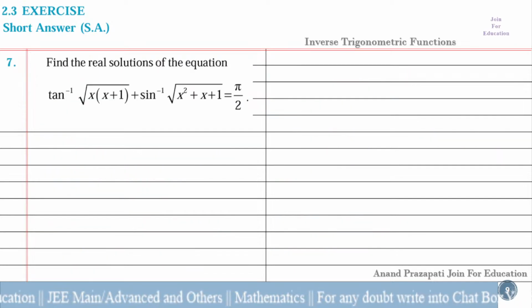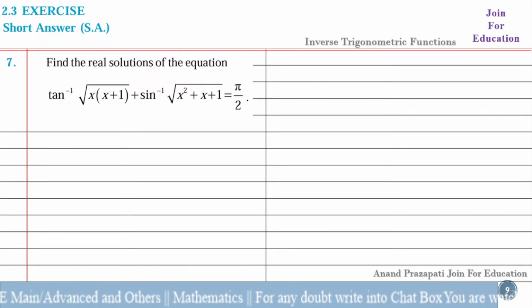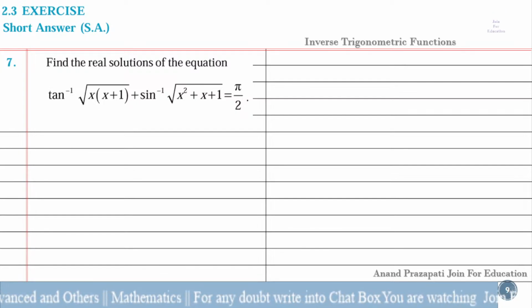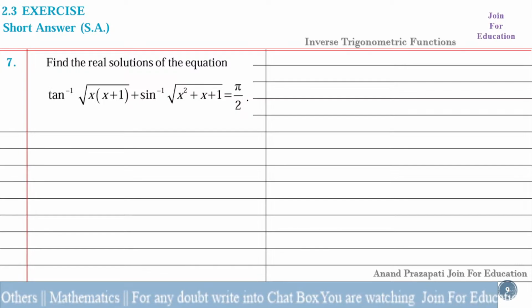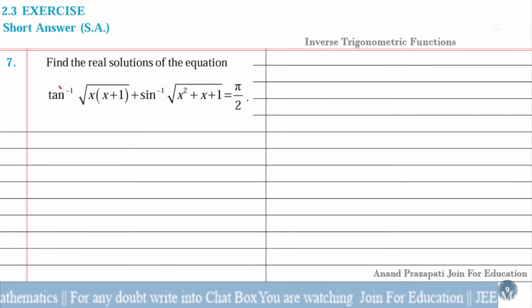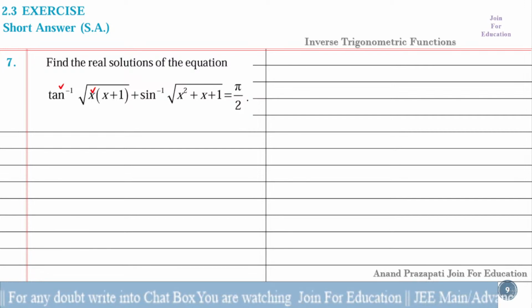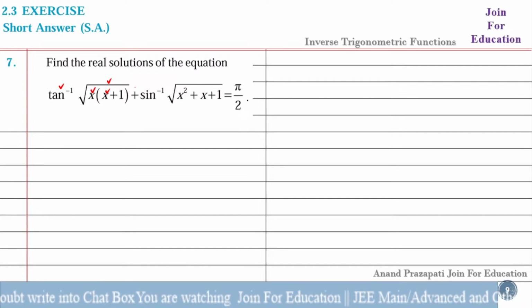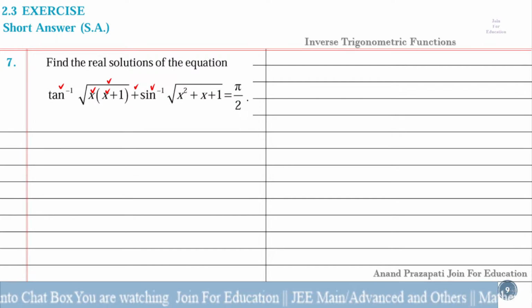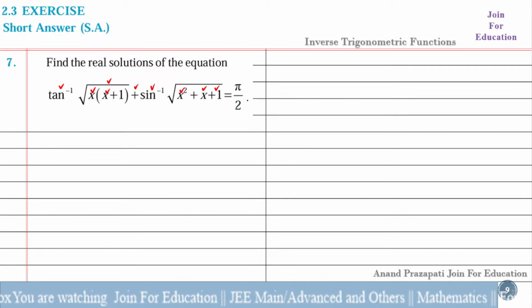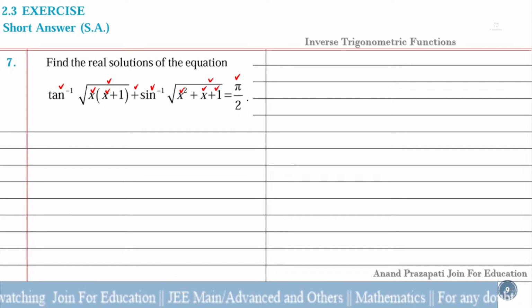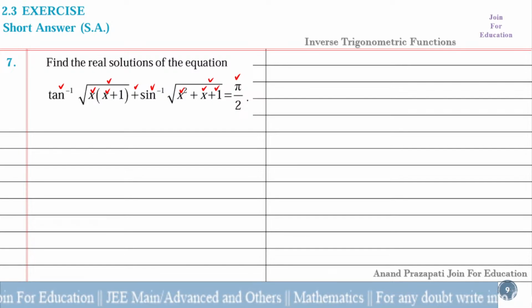Let's see question number 7. In this question, it asks us to find the real solution of the equation tan inverse of x into x plus 1 over root, plus sin inverse of x square plus x plus 1 over root, equal to pi by 2. Let's see the solution of this question.